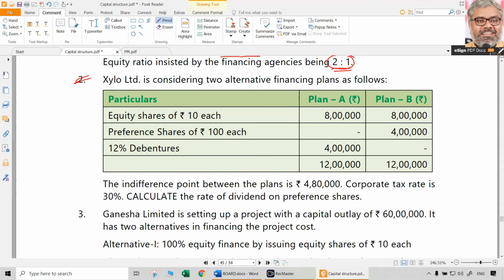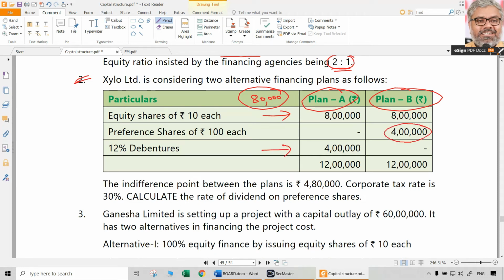Now moving on to second question. Xylo Limited is considering two alternative financing plans, Plan A and Plan B. Equity shares of 10 rupees each, 8 lakhs rupees. That means automatically 80,000 equity shares. Number of equity shares will be 80,000. Then Plan A has debt, Plan B has preference shares.